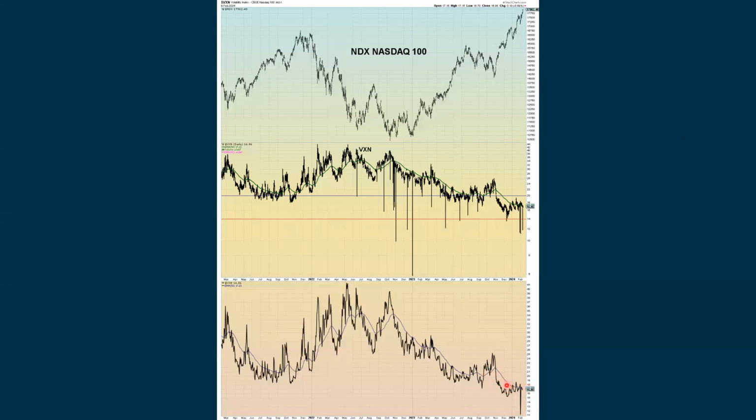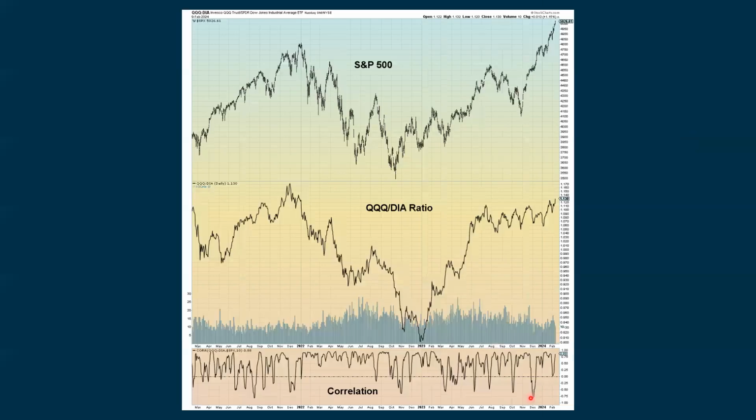And as we've been going up, this has really been going down, showing that fear is really decreasing. And we look at a ratio between the Qs and the diamonds. That's the NASDAQ 100 and the Dow, and showing that their correlation between the two is pretty strong right now. They're having a tendency to go in the same direction at the same time.